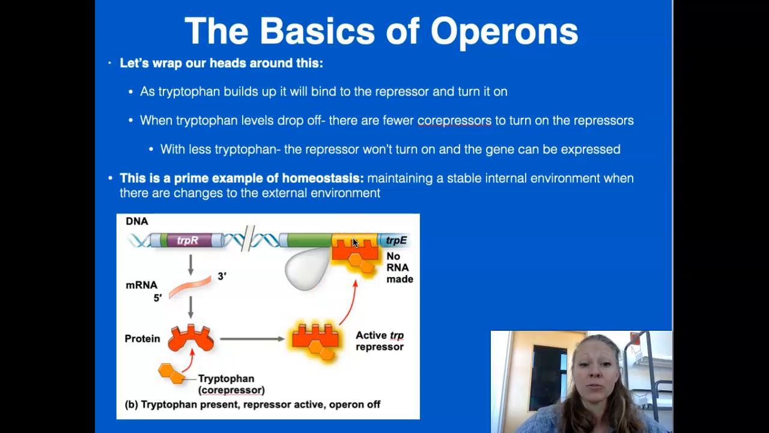When tryptophan levels drop off, so when this molecule here is not around, it's not going to bind to the repressor, and then the repressor is going to change shape and no longer bind to the operator. That's going to allow RNA polymerase to zip down and make tryptophan. So this is a prime example of homeostasis. Remember that homeostasis is maintaining a stable environment when there are changes to the external environment. When the E. coli has tryptophan available, it doesn't need to make it, and it does when it isn't available. And so this is homeostasis.